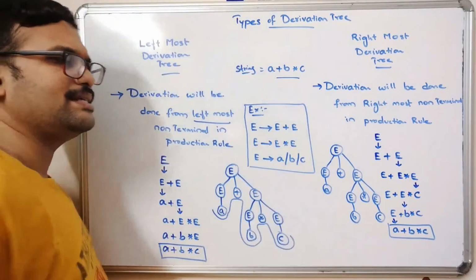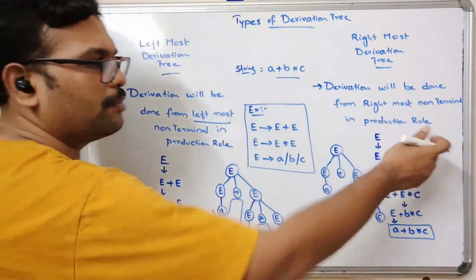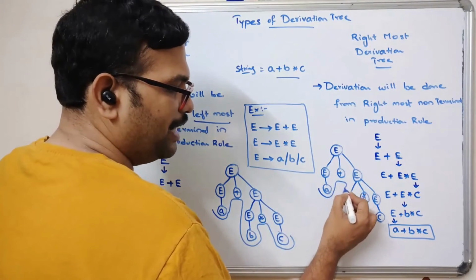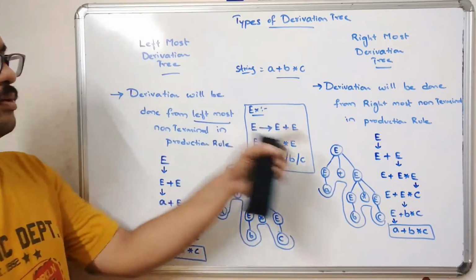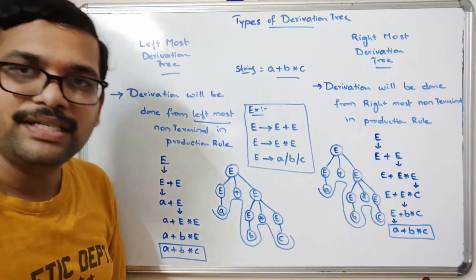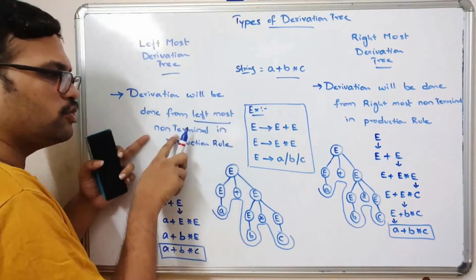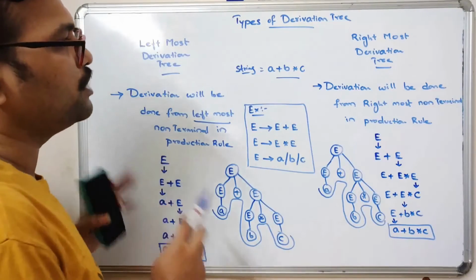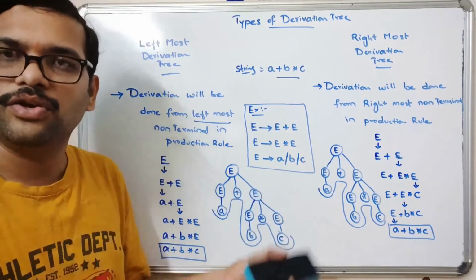So both trees are the same. We have derived the string from the rightmost non-terminal here and from the leftmost non-terminal here. Here also you can observe, just read the leaves from left to right: A plus B star C. Right? So in both the cases we are deriving the string, but the only difference is we are applying the production rules from the leftmost non-terminal here and from the rightmost non-terminal here. So hope you understood this one. Let us move on with the second example, so that if you are still having any doubts, it will be clarified.